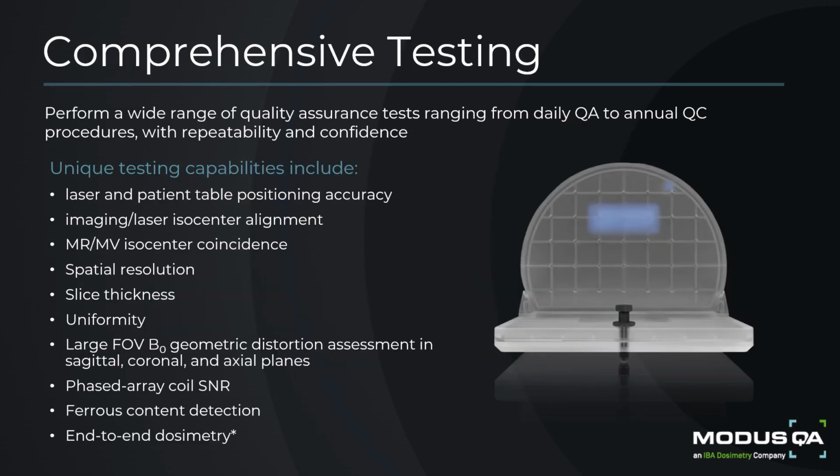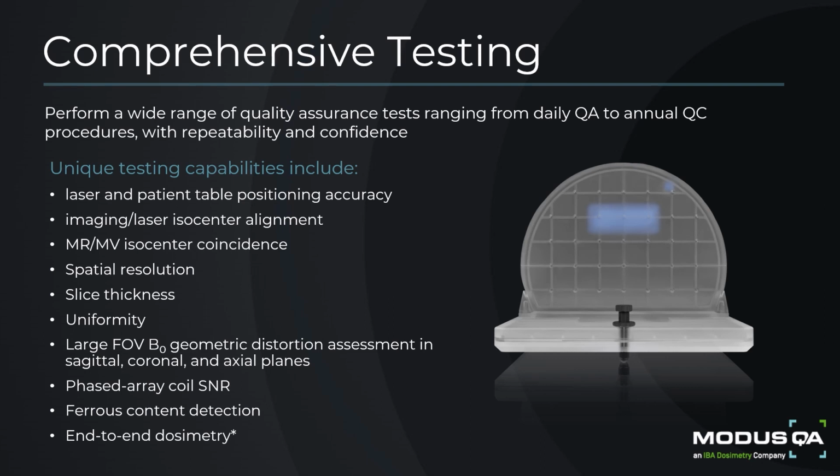And within that large FOV, as touched upon before, there are several imaging structures and features embedded into the phantom in both the upright and the baseplate, thus allowing physicists to perform a vast range of quality assurance tests across all 3 imaging orthogonal planes, the axial, sagittal, and coronal spaces, be it for daily QA or periodic or annual QC requirements. The list of unique tests displayed on the screen right now is actually a testament to this.